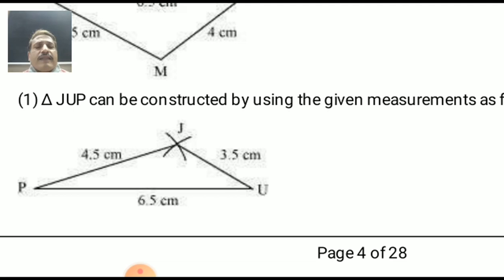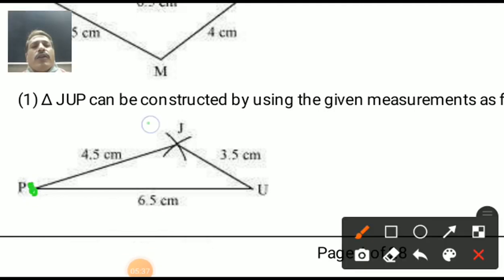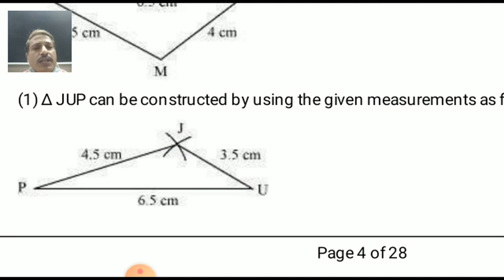Now take P as a center and draw an arc of 4.5 centimeter. Dear students, see, I am keeping my pointer here and drawing an arc from here. Can you understand where I am keeping my pointer? Yes. Now I will keep my pointer on U and the pencil part on J, which cuts at point J. Now join points PJ and JU, which gives me a triangle JUP, or you can say PJU or PUJ.